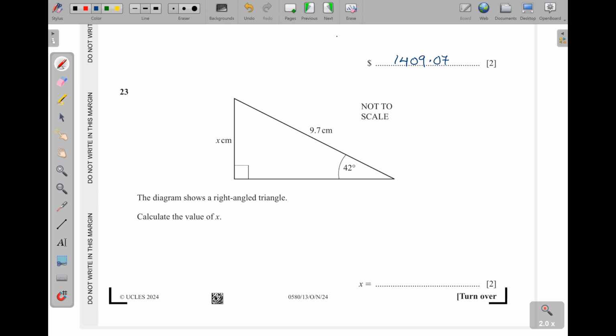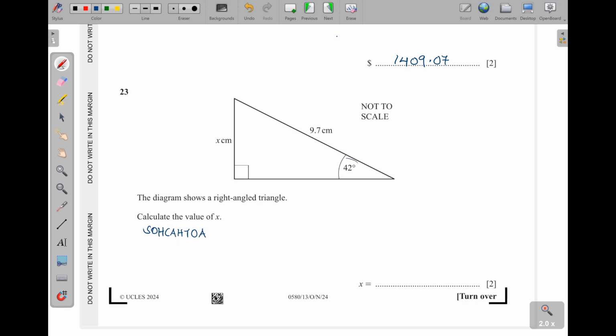Question 23. The diagram shows a right-angled triangle. Calculate the value of x. Now, this one being a right-angled triangle, we are supposed to use 2 things. 1, Pythagoras theorem, if only lengths are involved. But we can see there is a length, but this length is not there. Then the other one is using SOHCAHTOA. In fact, this is the one that we are going to use because there is inclusion of an angle.